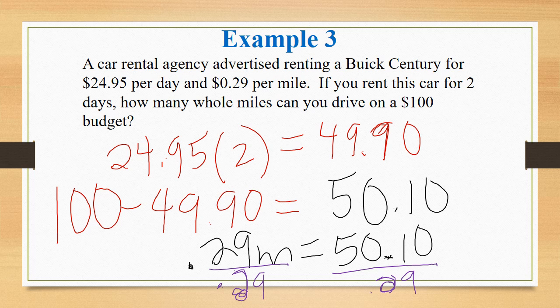So in my calculator, I would write 50 and 10 cents divided by 29 cents. And I get how many miles? Did you do it? Did you try? Is he right or is he wrong? 179? Is it exactly 179? It's not 179.7. 172.7. There we go.